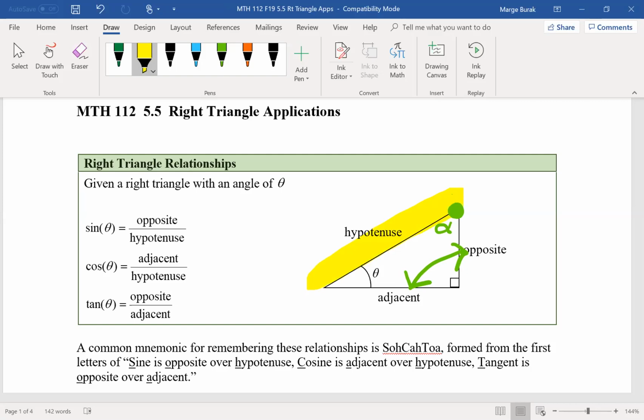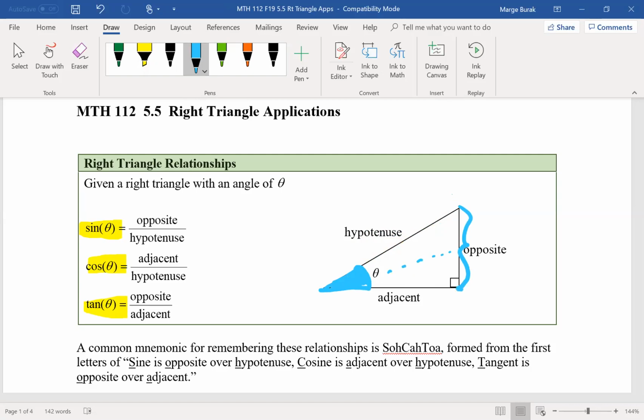So the relationships we want to define are the sine, the cosine, and the tangent, which we know of, but these are on a right triangle. So sine is going to be the opposite over the hypotenuse. We'll go back to this theta. The sine of theta is going to be the opposite, which is the length of this side, over the hypotenuse, which is the length of this side. And that's the ratio for any triangle with that angle.